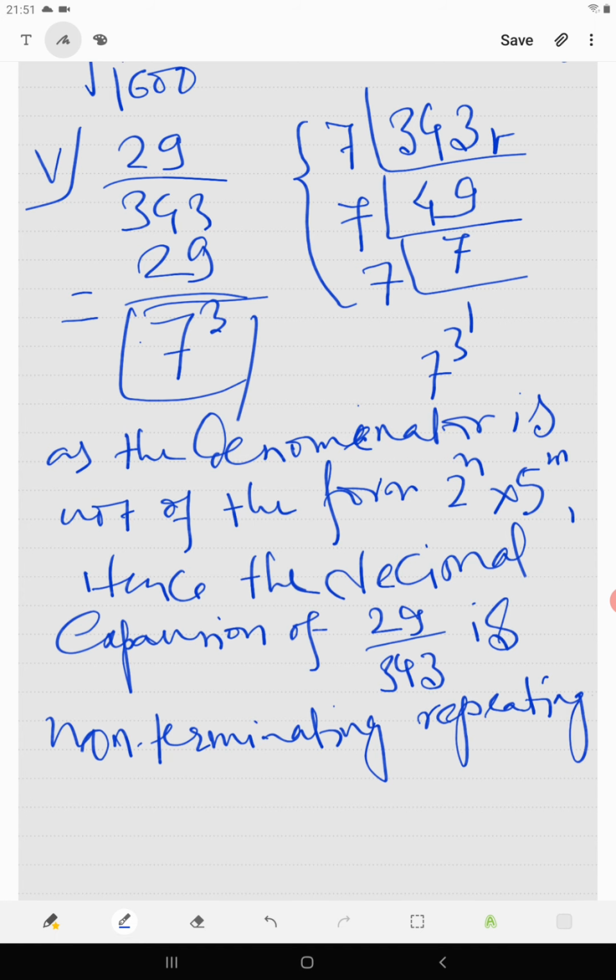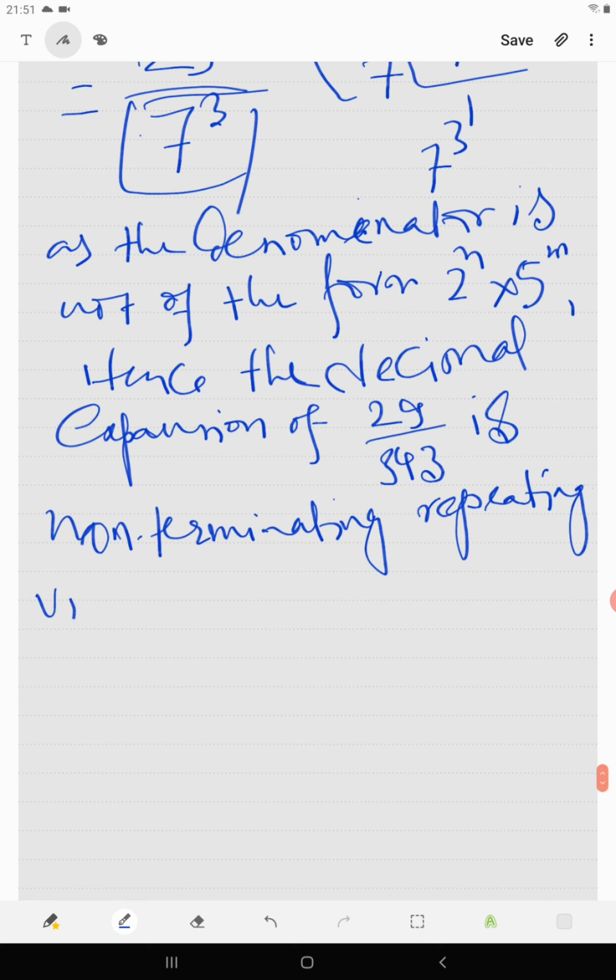Clear? So it is non-terminating and repeating. Okay. Let's move on. What is the next problem? Sixth one. So sixth one is 23 divided by 2 cube into 5 square.